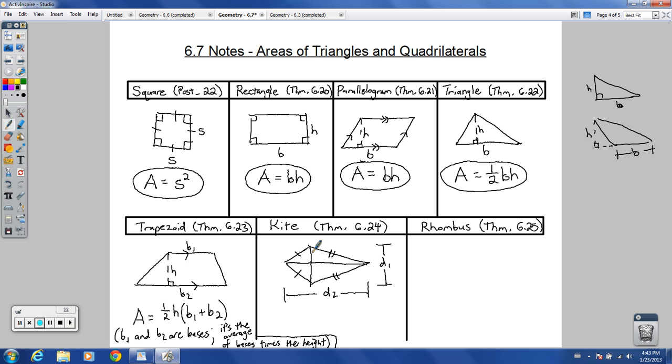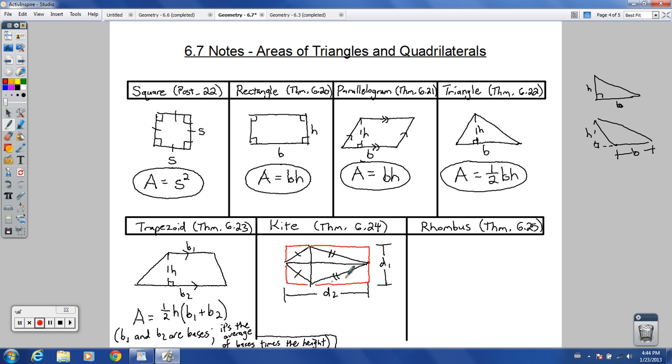This is based on the fact that there's 4 triangles in here, and you could make a big rectangle if you just did D1 times D2. Let's show that here quick. Don't draw this. This is just to help you understand why it is. But you can duplicate each one of these triangles. Right here is the same as this. Right here is the same as this. Here is the same as this one. Here is the same as this one.